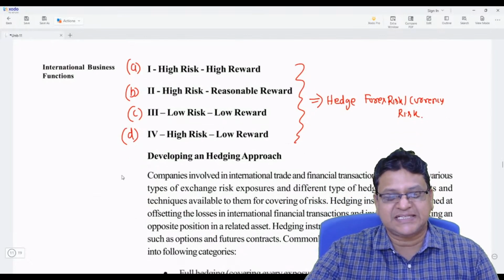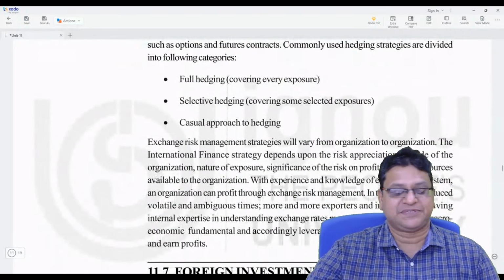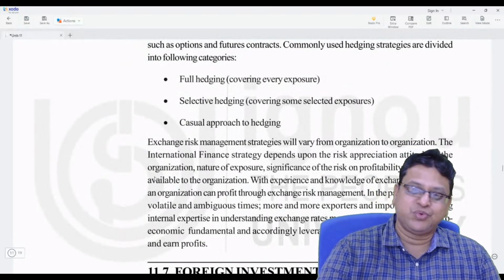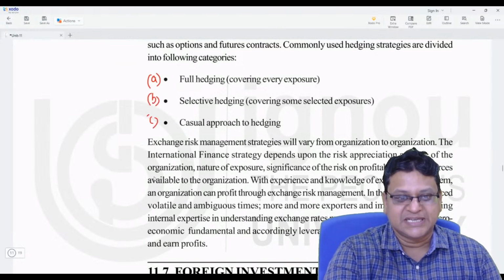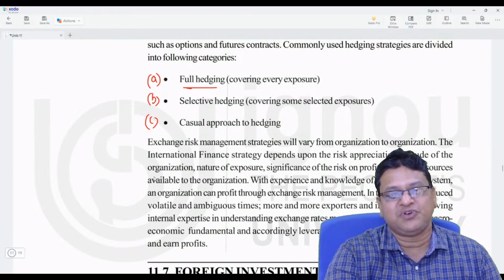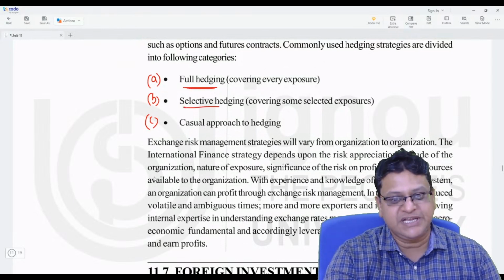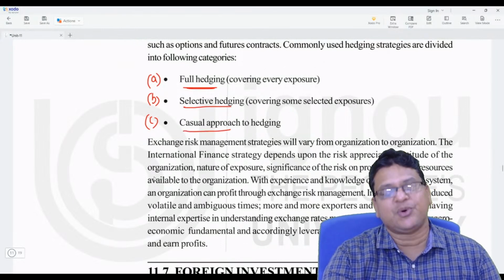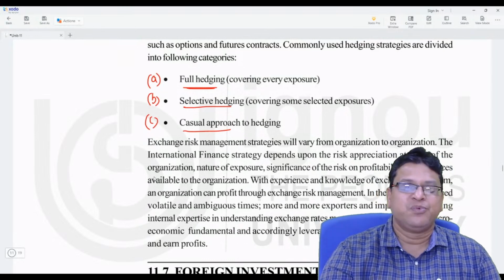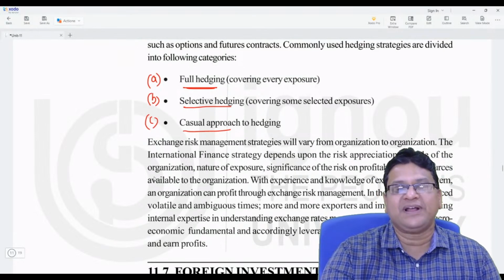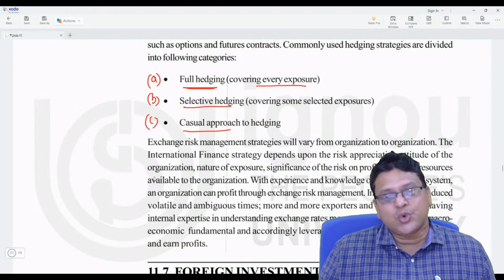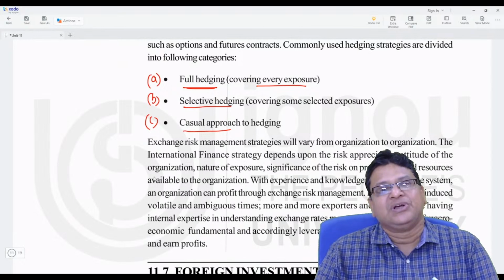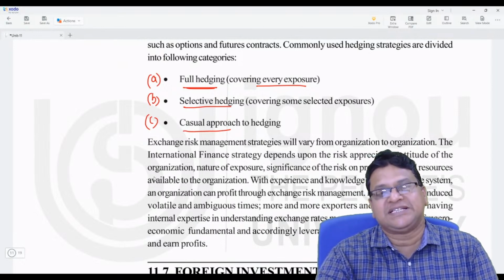The hedging strategy may be of three types. One is known as full hedging, another is known as selective hedging, another is known as casual hedging. There are three approaches of forex hedging. What is full hedging? Full hedging means covering the entire exposure. If you hedge your total currency exposure, that is known as full hedging strategy.